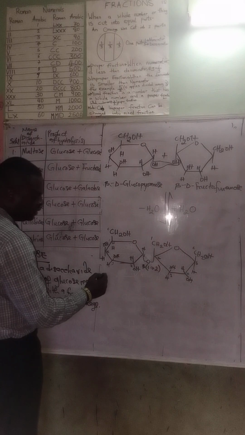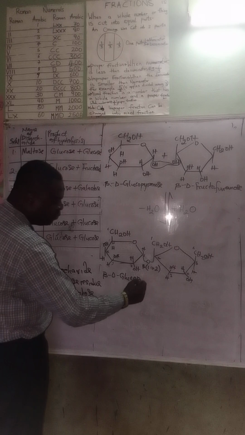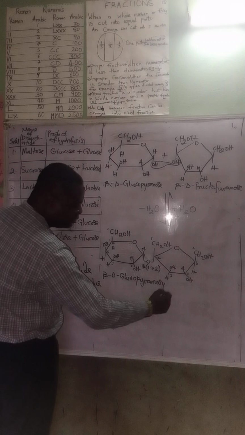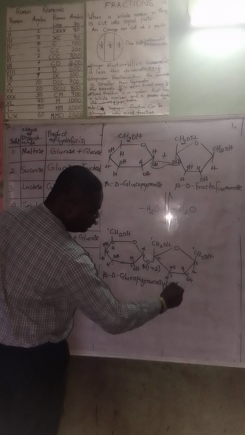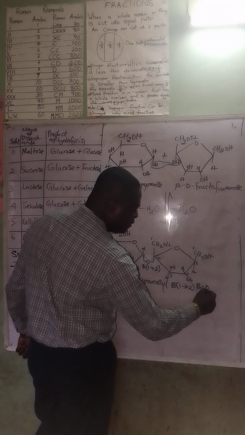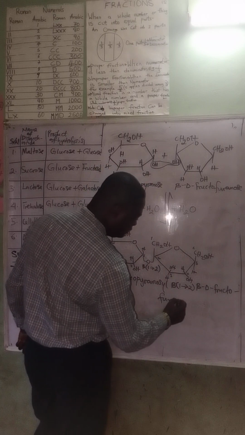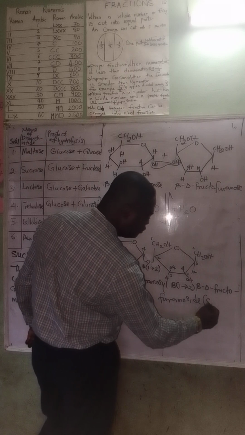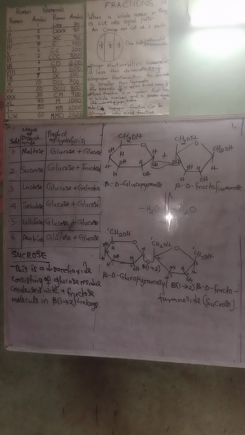So what I have here now is beta D glucopyranosyl, then beta 1 to 2, then I have beta D fructofuranoside, which is also known as what? Sucrose. So that's what we have there. So we are going forward now. Let's look at lactose.